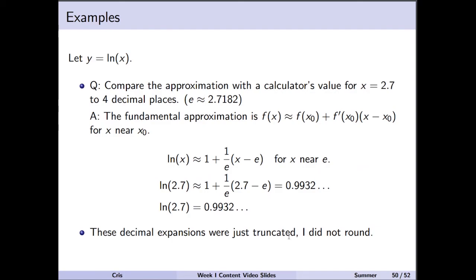If we go ahead and put in 2.7 for x, we get that the natural log of 2.7 should be approximately equal to 1 plus 1 over e times 2.7 minus e, which turns out to be 0.9932. I just truncated the digits, I didn't round. If you put the natural log of 2.7 into your calculator, you'll get 0.9932 as well. These numbers are not equal, but the first 4 decimal places agree.